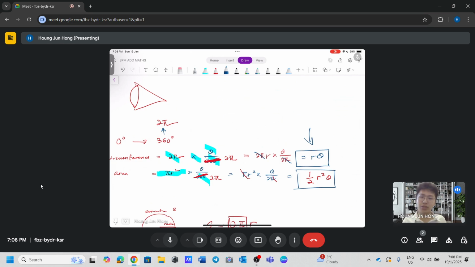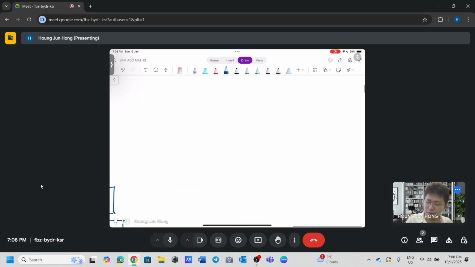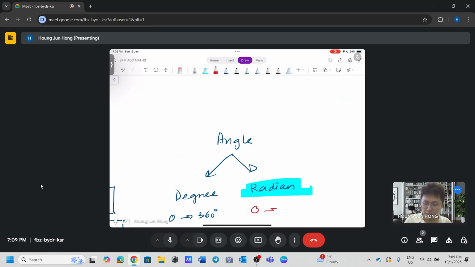The language to communicate between angle in degrees and angle in radians. Just to give you an analogy, you can imagine it is two different forms of angle. One is degree, so we have 0 to 360 degrees. One is radian, this is the name. We call it a radian. Radian would be ranging from 0 to 2 pi.